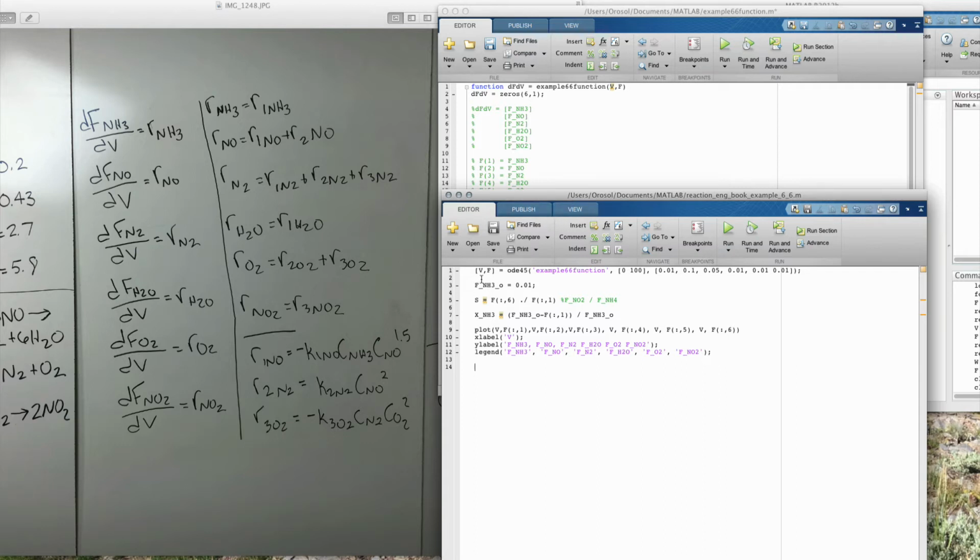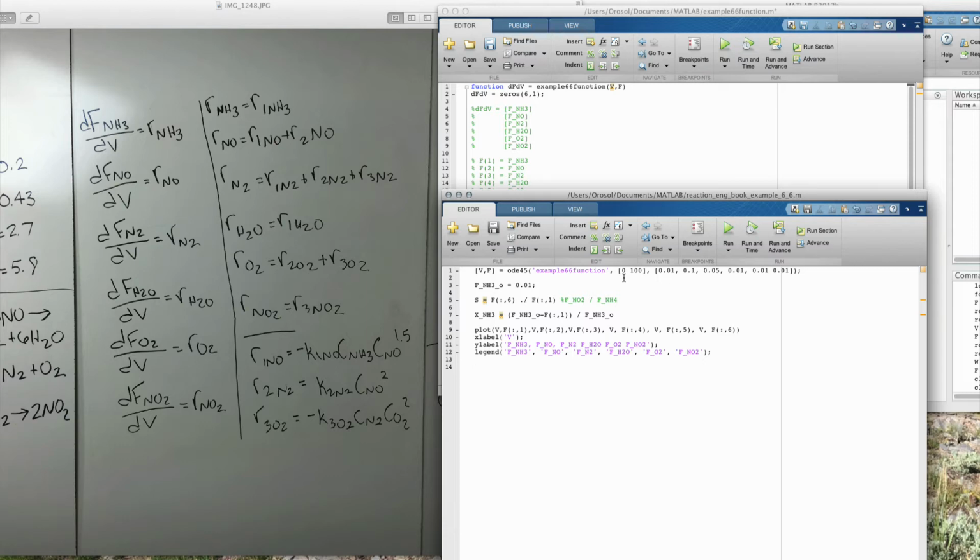So I'm using ODE45, which is a Runge-Kutta solver. I could probably also use ODE23, but I always start with ODE45. And then you give it your right-hand side. With this problem, for your independent variable, you always have to give it the beginning and end.